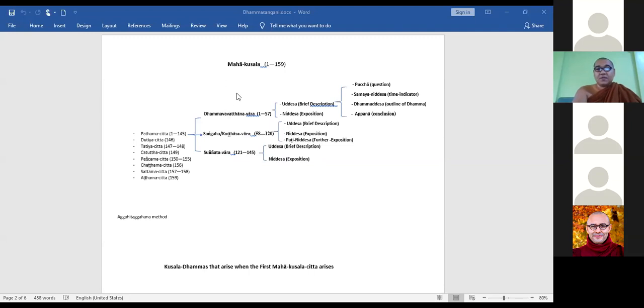So under the very first main section, there will be two subsections, Uddesa and Niddesa. And then in the Uddesa also, there will be four portions. Number one is Bocha. Number two is Samayaniddesa. Number three is Dhammuddesa. And then number four is Abana, conclusion.